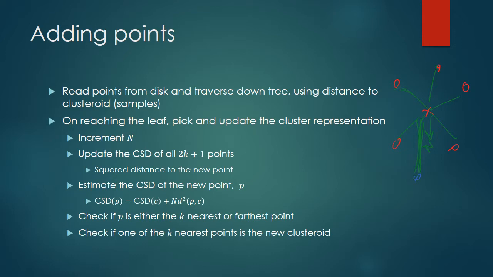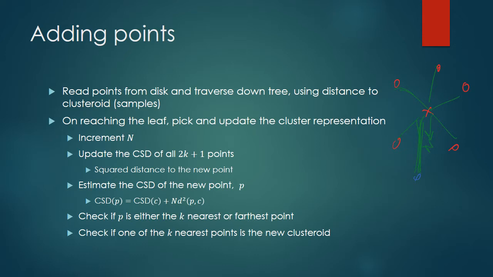Yes? And then, why are we updating the CSD for the 2k plus 1 points? Which one? This one? Yeah, this one. So I've added a new point, right? So the CSD has changed for these points. Okay. So this centroid has changed. Centroid might have changed, we don't know. But let's say you were the centroid and those are all the other points, right? So let's say there are 10 points right now.